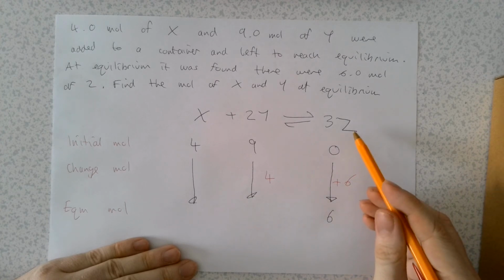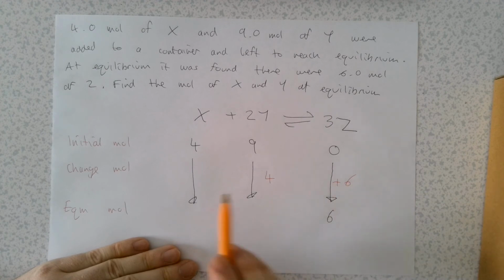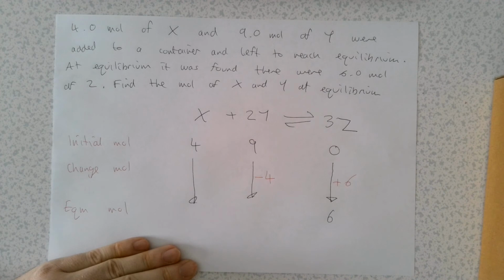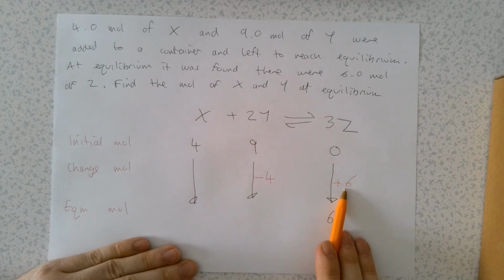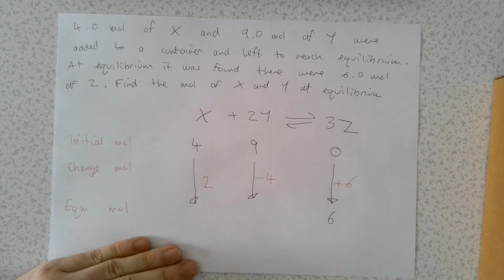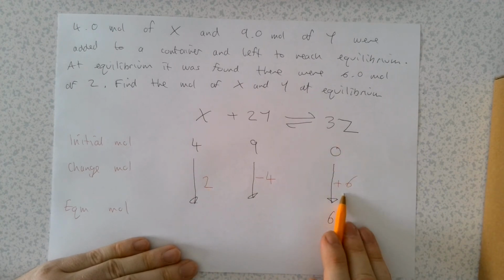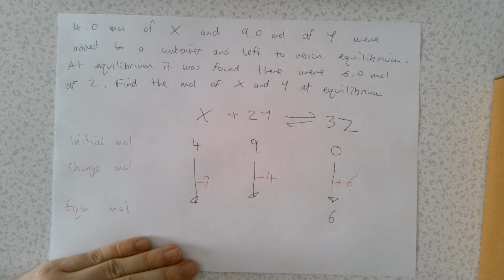Now, if our products, Z, have increased, that means our reactants must have decreased. So this must be minus 4. And again, as X to Z is a 1 to 3 ratio, if Z has changed by 6, X must change by 2. And again, as our products have increased, our reactants must have decreased, or vice versa.